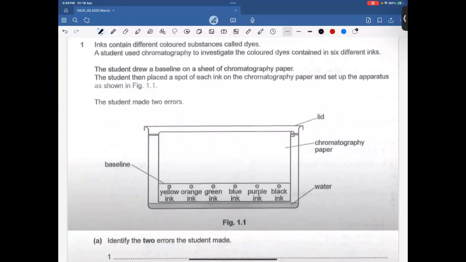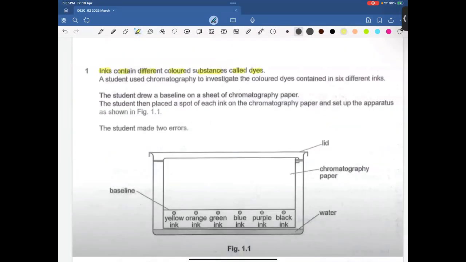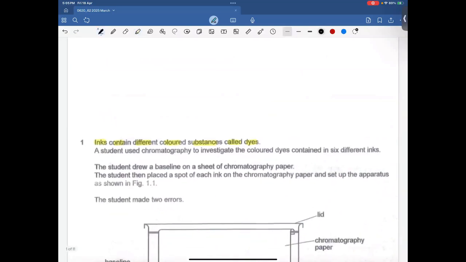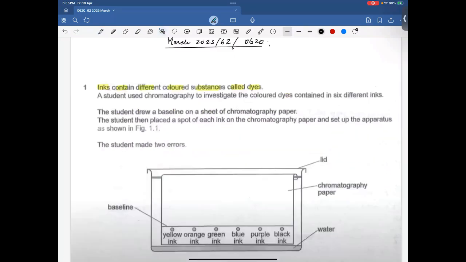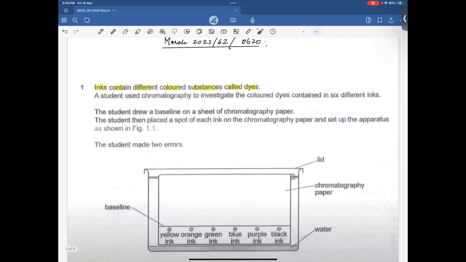Okay. So technically, inks contain different colored substances called dyes. By the way, guys, this is the March 2025, variant 62 IGCSE paper with a code of 0620. All right. So ink contains different colored substances called dyes.